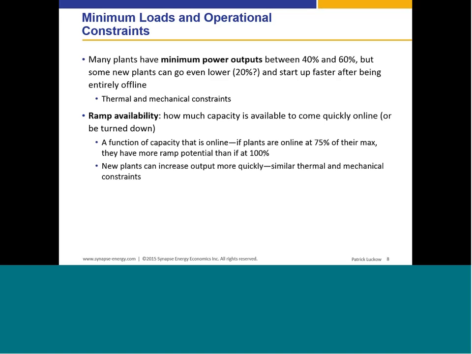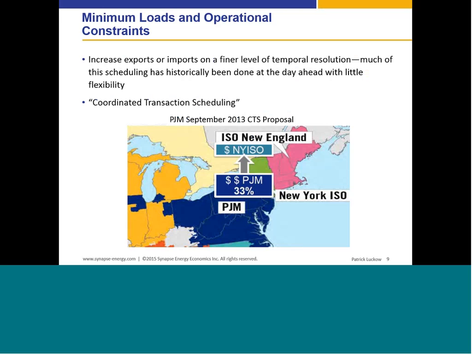And new plants in general are much better at this than older steam power plants, which just have a lot of inertia and weren't designed to operate in the manner that power plants in the future are going to need to operate. So how do we manage these constraints?